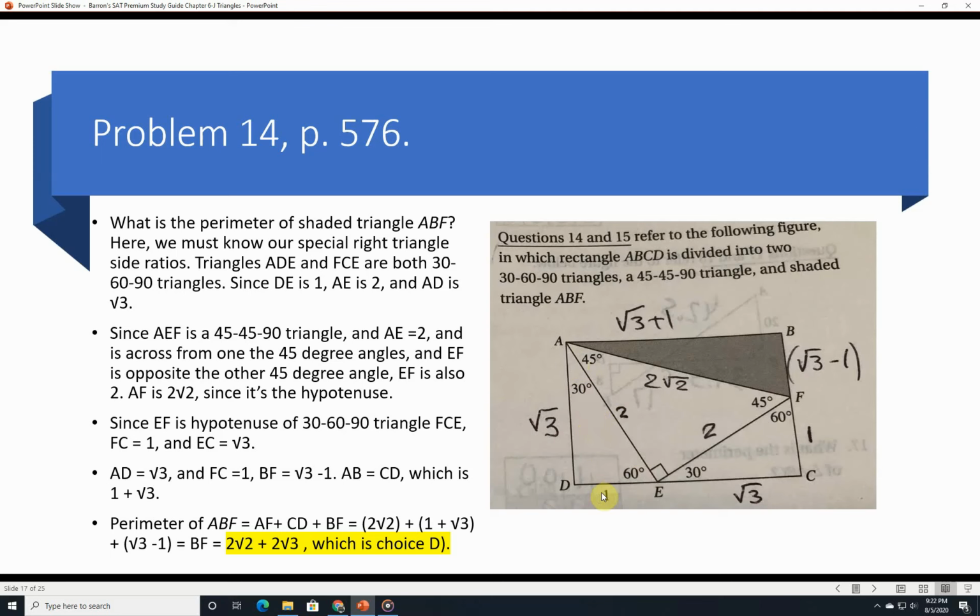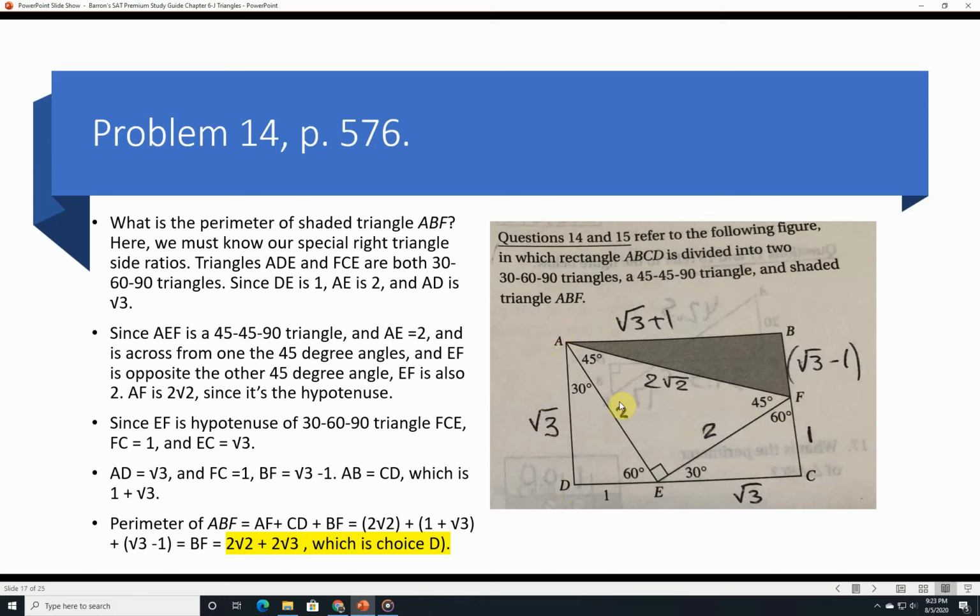So they tell you this side is 1, they can show you this is 30, 60, and since this is a corner of a rectangle, it has to be 90. So all of these corners have to be 90 degrees because it's a rectangle. So once you know that DE is equal to 1, then you know that the hypotenuse has to be equal to 2. And because of that, also, AD has to be root 3 because it goes 1, root 3, 2.